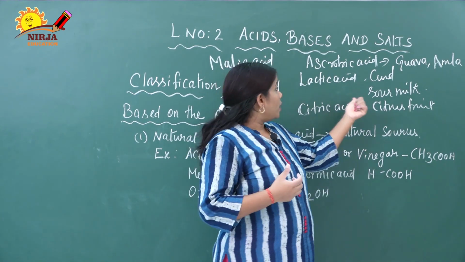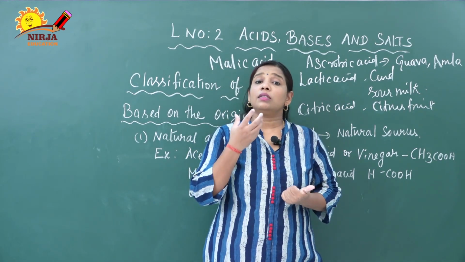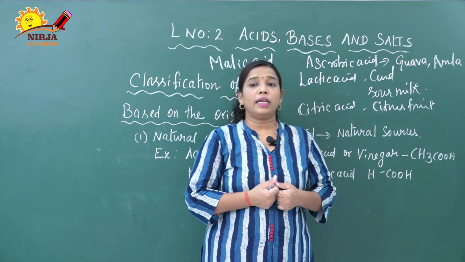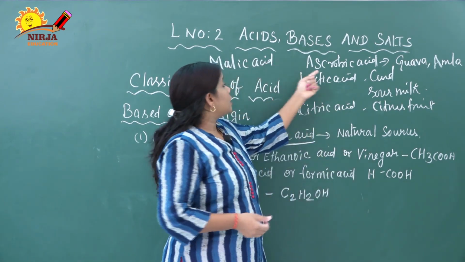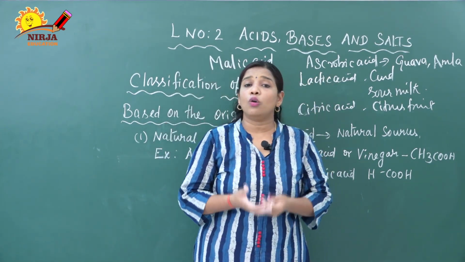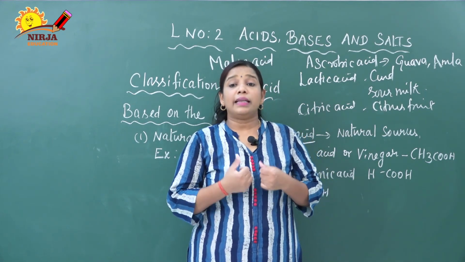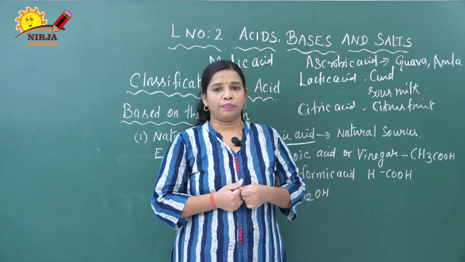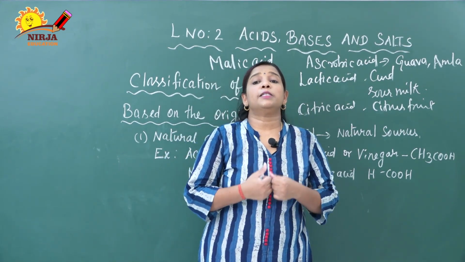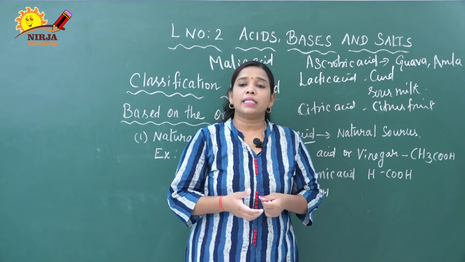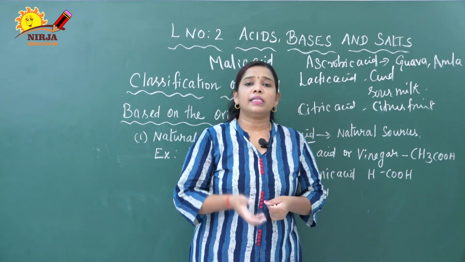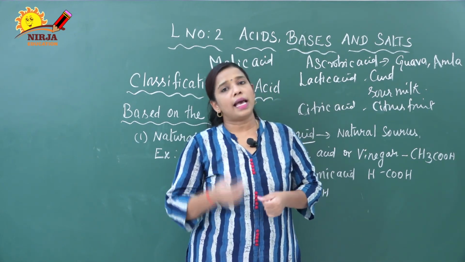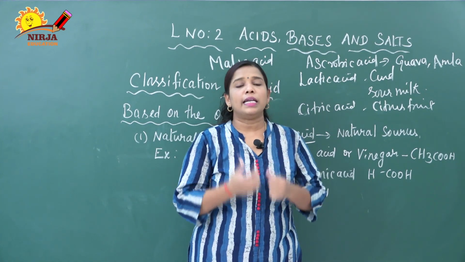Then next one is citric acid. Citric acid's source is citrus fruits like lemon, orange, etc. Then ascorbic acid. Ascorbic acid is the source of Indian gooseberry, amla. Then lactic acid. Lactic acid is the source of curd as well as sour milk. Then tartaric acid, it is the source of tamarind. Oxalic acid, tomato as a source. Malic acid, apple is a source. These are all examples of natural acid. I hope you have understood natural acid.